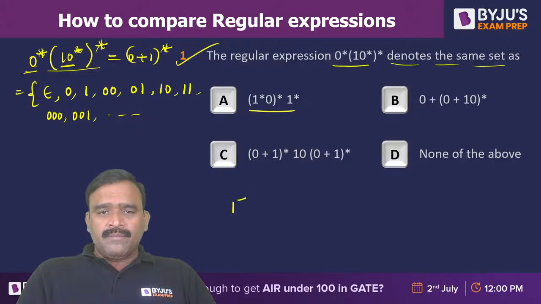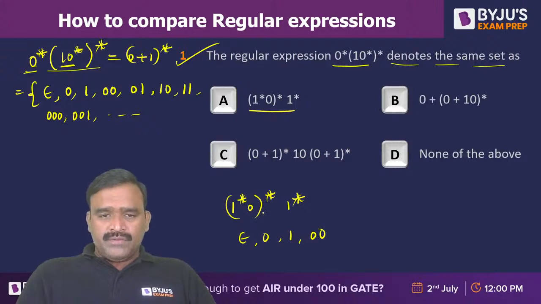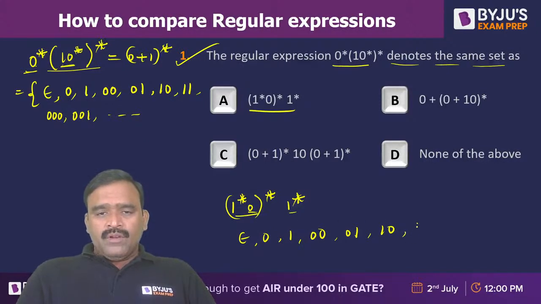For instance, if I am taking (1*0)* followed by 1*. Here also epsilon is possible, a single 0 is possible, and a single 1 is possible from this. Is 00 possible? Yes, because 1*0 we can take twice. And 01 possible? Yes. And 10 possible? Yes, this one. And 11 possible? Yes, from this. And 000, 3 times I can take 1*0, so that 000 is possible. 001, how is it possible? I can take this 2 times and 1* I can take 1 time.